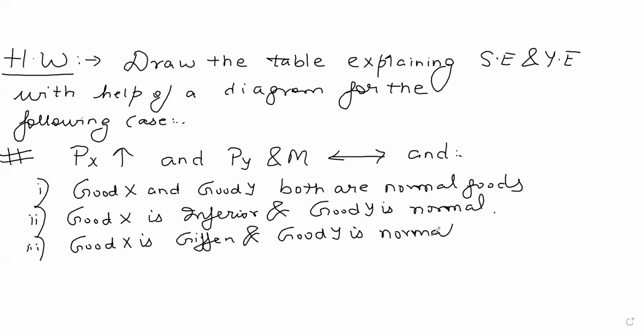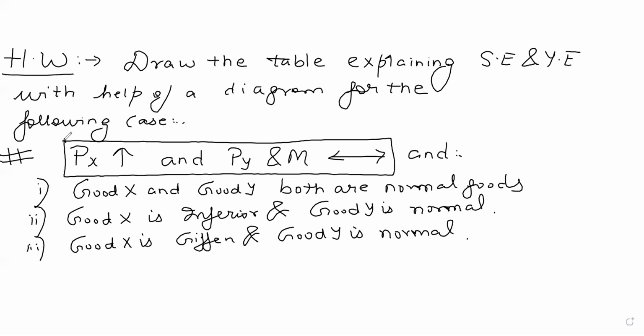So all students will draw the table exactly the way I have drawn in my lectures. Now I have changed the case. I have discussed in my lecture the case for price of good X falling. Homework for all of you, you will draw at your homes the case for price of good X rising. When price of good Y and income are constant, both are normal; good X is inferior, good Y is normal; good X is Giffen, good Y is normal. And you will explain the substitution effect and income effect using your diagrams.